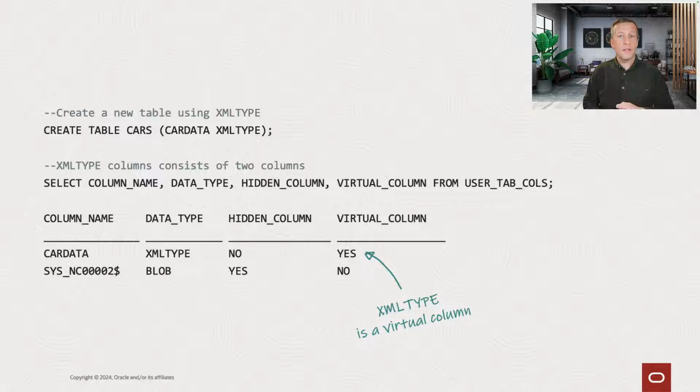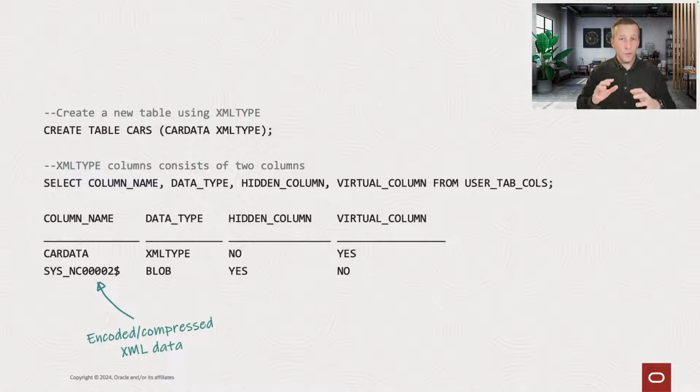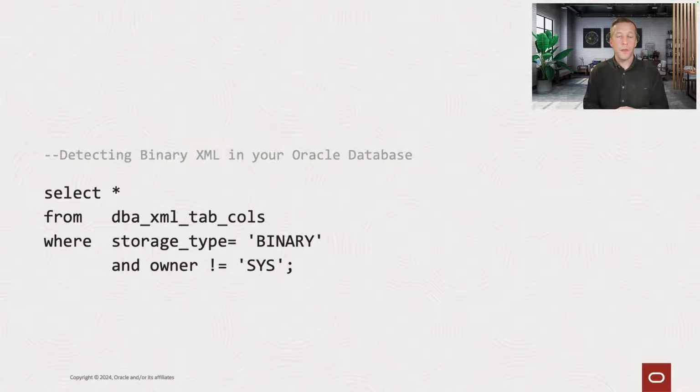As soon as I create this very simple table, I can see in the dictionary that we have the car_data column, the XMLType, but it is in fact a virtual column. Underneath the hood, to support the implementation of binary XML, there's also a BLOB. It is the BLOB that contains the compressed and encoded version, the binary version, of the XML document. You can go ahead and look in your own database in the dictionary to find columns that are storing XML in the binary format. Those columns might be affected by the issue that we talk about today.